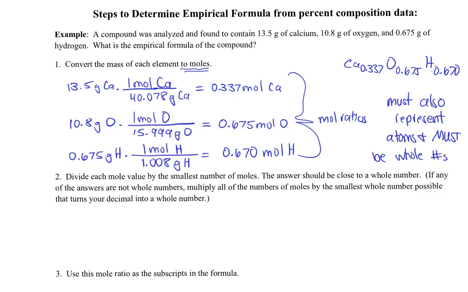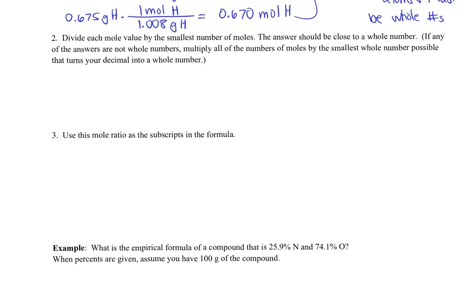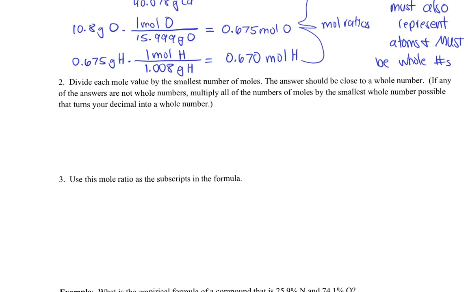Okay, so going on to step 2, this will help us to find out how we get whole numbers from this data. So this says I'm going to divide each mole value by the smallest number of moles. The answer should be close to a whole number. But if any of the answers are not whole numbers, multiply all of the number of moles by the smallest whole number possible that turns your decimals into whole numbers.